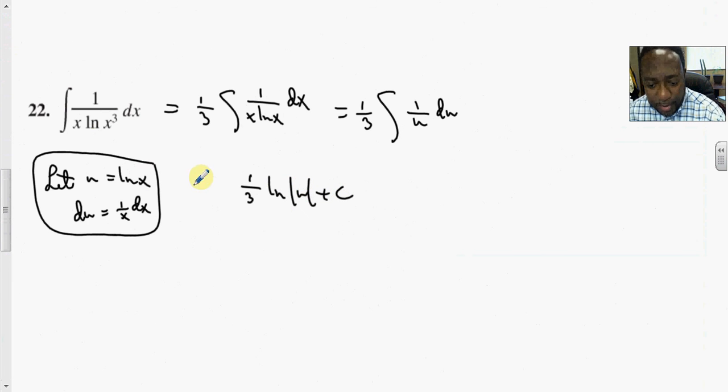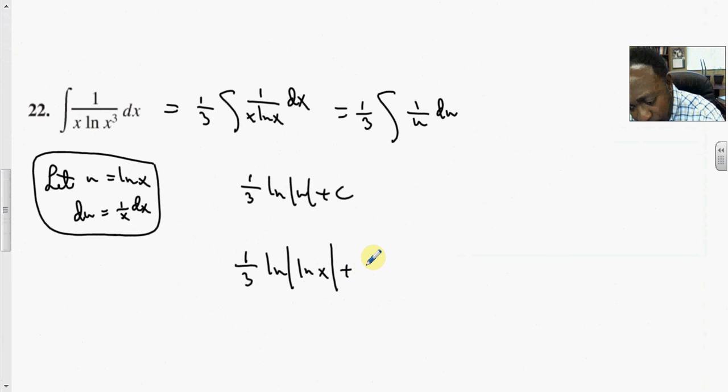But u is the natural log of x. Isn't that pretty? This is 1/3 times the natural log of the absolute value of the natural log of x plus c.